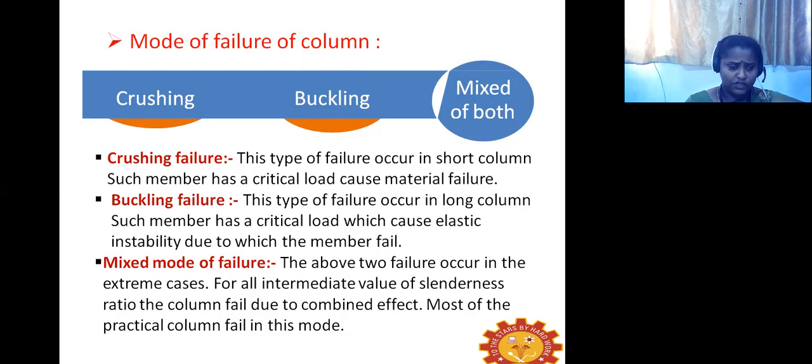Next, the most important topic: failure modes of columns. In what mode does it generally fail?